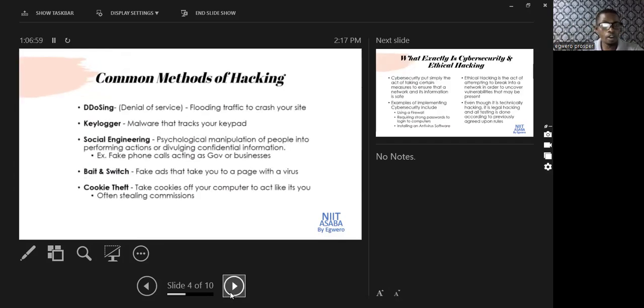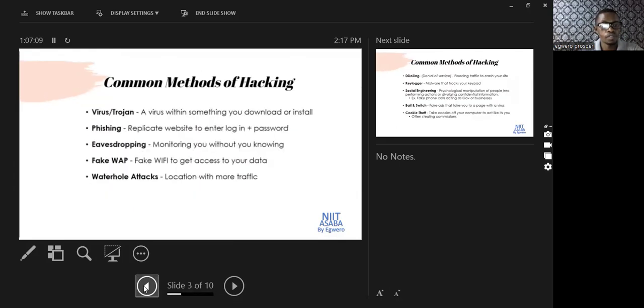Still on the common methods they use: keylogger and fake Wi-Fi. It's fake Wi-Fi, it's self-explanatory. Fake Wi-Fi to get access to your data. For example, Wi-Fi can be fake. It's part of the practical we are going to do. As the name implies, fake means somebody trying to pose as if it's the real Wi-Fi.